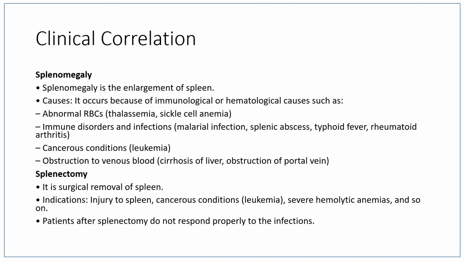Enlargement of spleen is known as splenomegaly. It is commonly caused by hematological conditions like thalassemia, sickle cell anemia, then infections like malaria, and malignancies like leukemia. And splenectomy is removal of spleen, and common indications for removal of the spleen are injury to spleen or malignancies or severe hemolytic anemias.